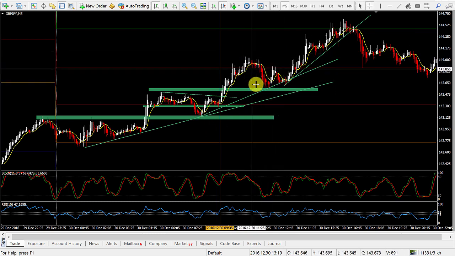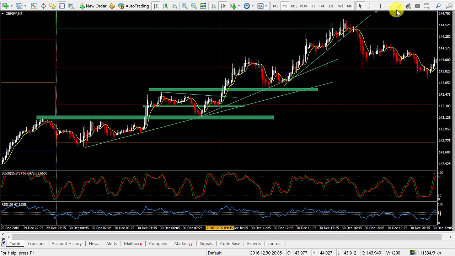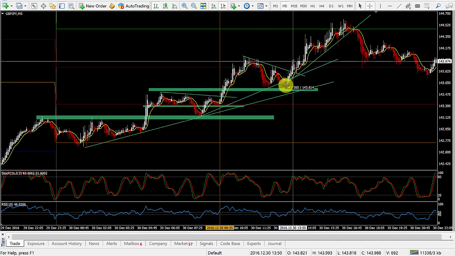Here, complex pullback, 1 wave, 2 waves. This would be a really nice entry. Draw a trend line here again. We got in here for 36, for 49.